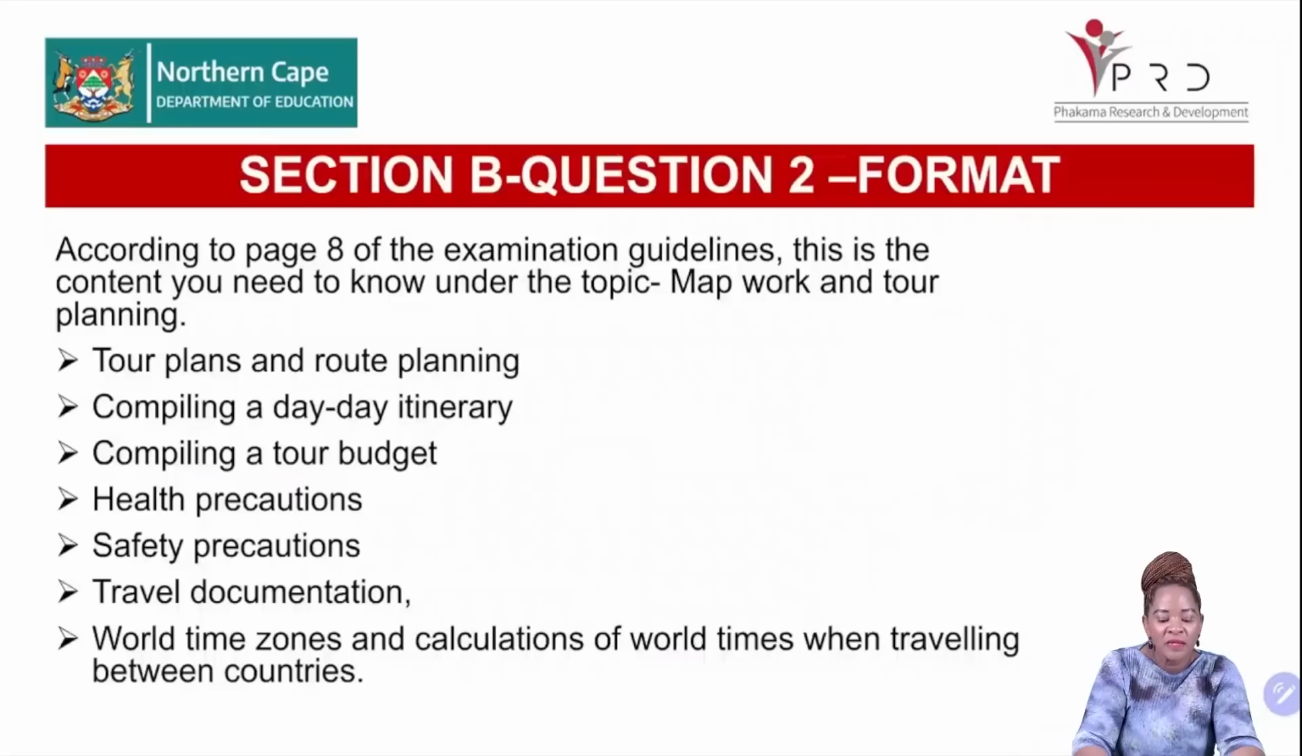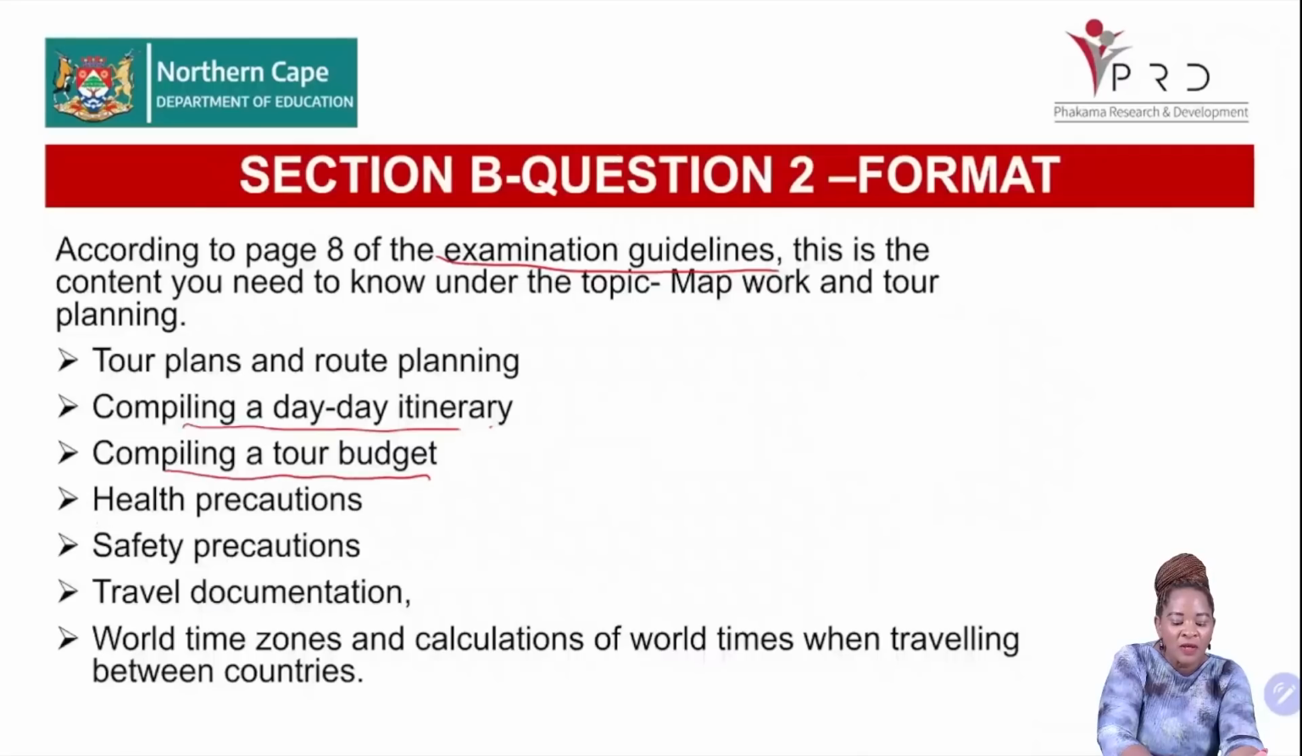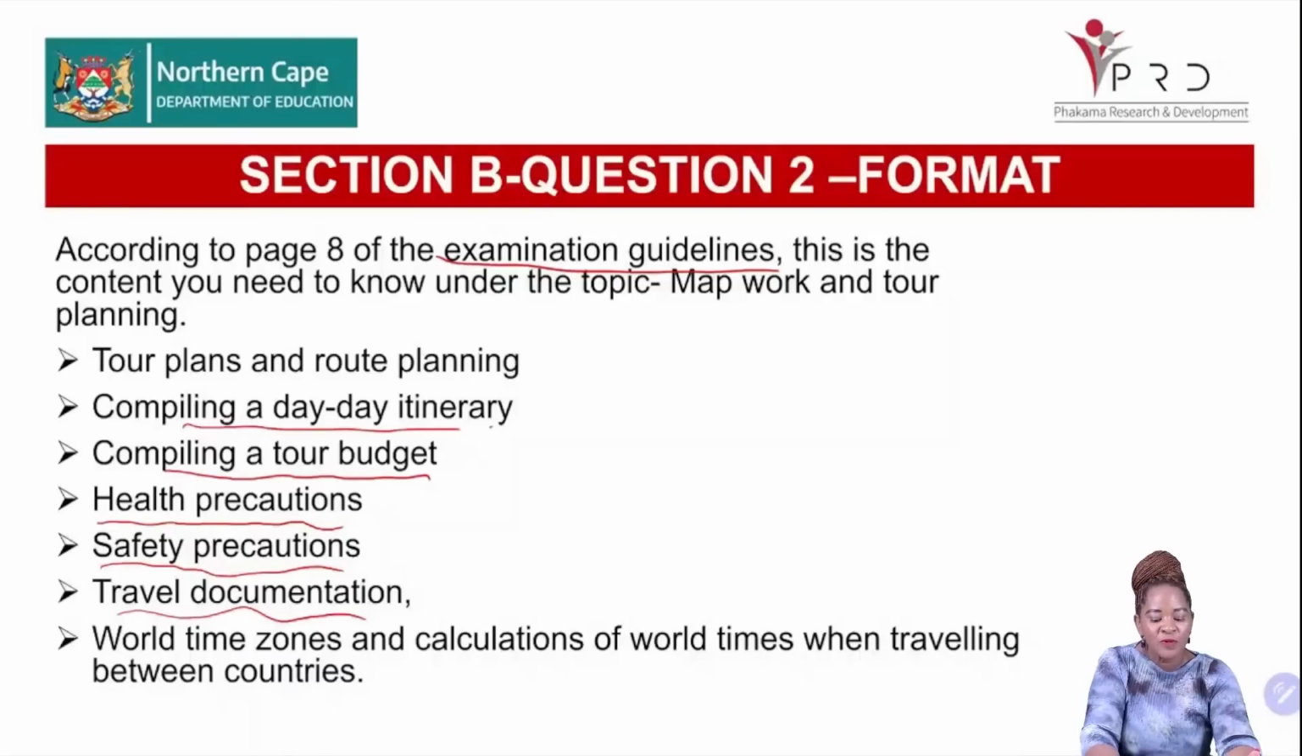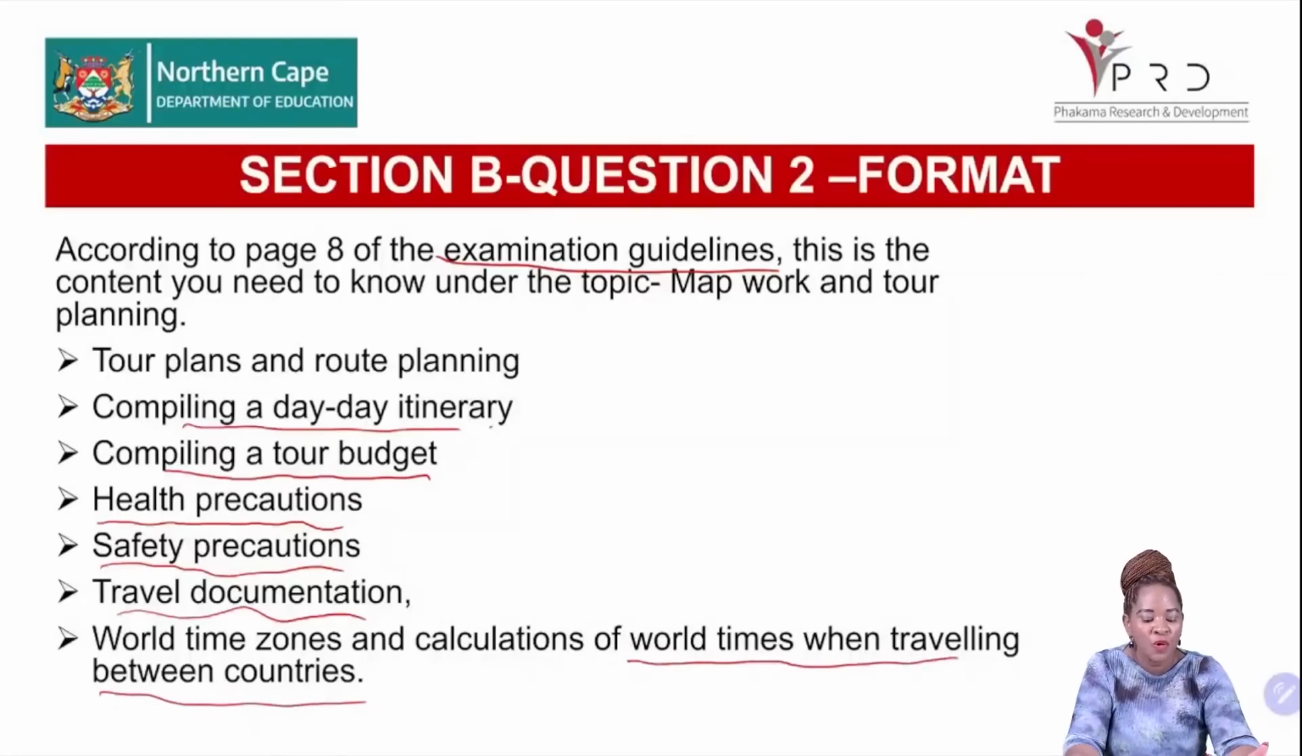According to page 8 of the examination guidelines, this is the content you need to know under the topic map work and tour planning, but some of the things I've already mentioned. You need to know tour plans and route planning, compiling a day-by-day itinerary, compiling a tour budget. You must know health precautions, I've already mentioned, the safety precautions, travel documentation, world time zones and calculations of world times when traveling between countries. So all that content is what you need to know under question 2, section B.